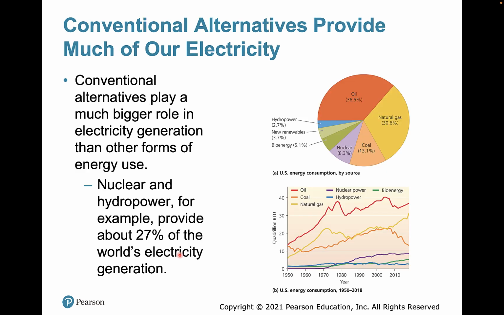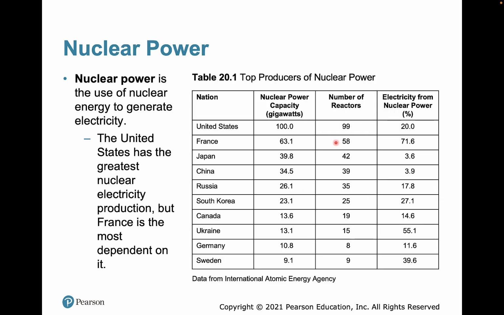and biomass. Okay. It plays a bigger role in electricity generation than some other forms of energy use. So nuclear, hydro, and bioenergy are a decent part of our energy consumption when we talk about the conventional alternatives.